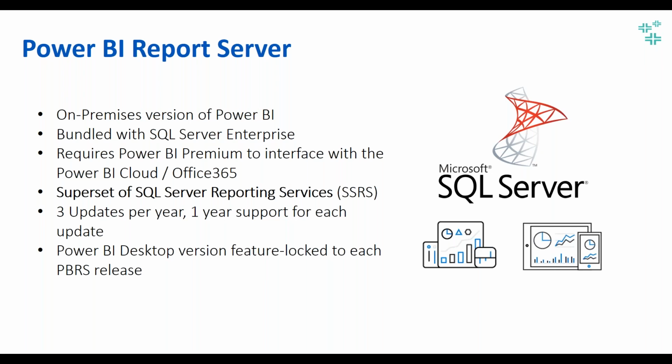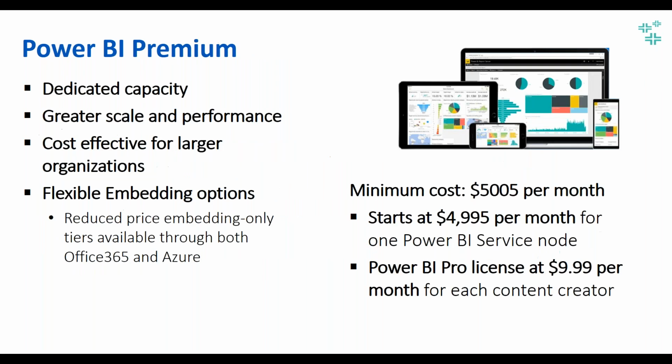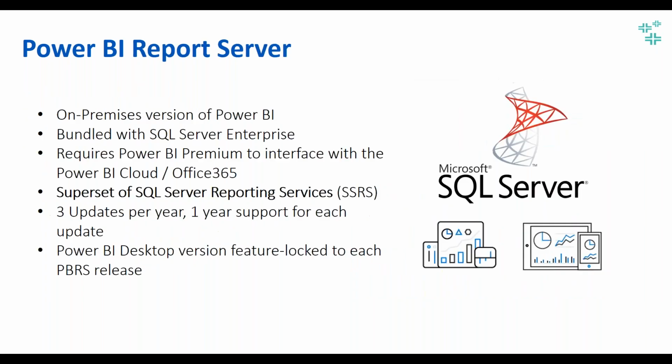So in order to have that hybrid environment, you have to have a Power BI Premium subscription in the cloud, as well as your Power BI Report Server on-prem. And again, as we go back to the previous slide, that starts at approximately $5,000 per month. Right, right. But that could be this hybrid environment where people can access on-premises reports from the cloud, access cloud reports from on-prem, and really transition.